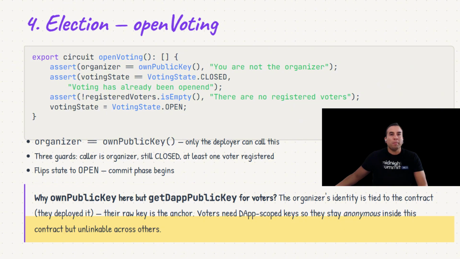One conceptual bit worth pausing on. Look at the owner check. It uses one public key, the organizer's raw public key, not the per-app derived one. Meanwhile, voters use getDappPublicKey. Why the asymmetry? Because the organizer identity is supposed to be publicly known. They deploy the contract. They're the official admins. Voters, by contrast, need to stay anonymous inside the contract and unlinkable across apps. Different people, different privacy goals, different keys. It's a deliberate asymmetry.